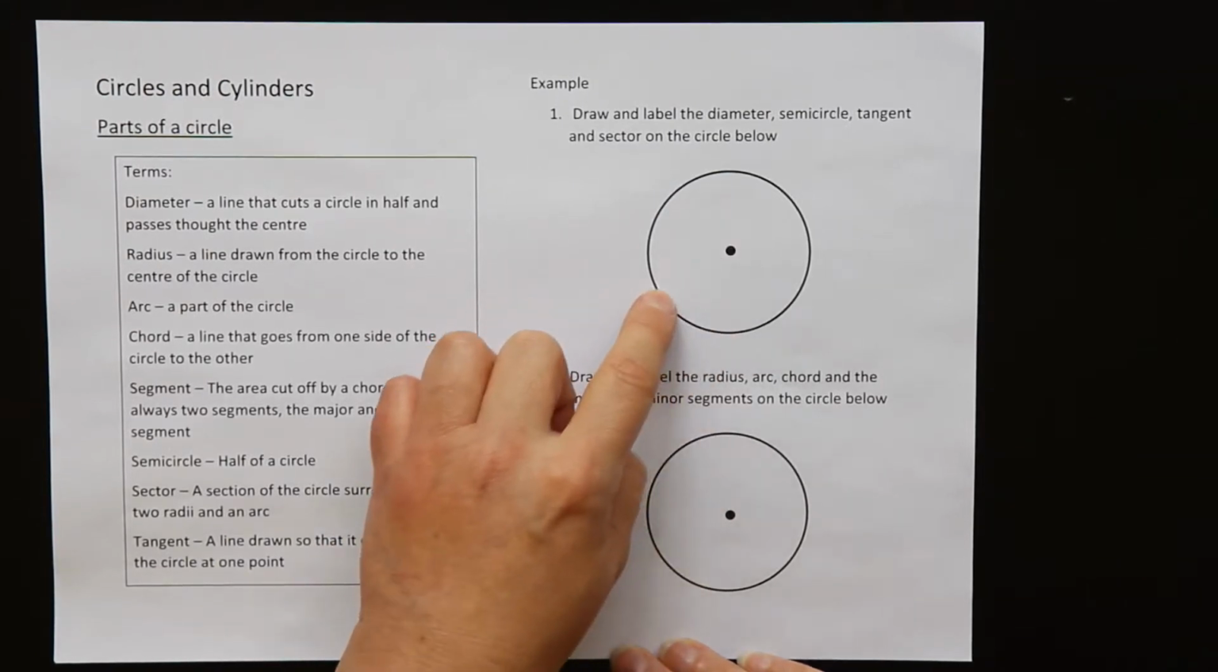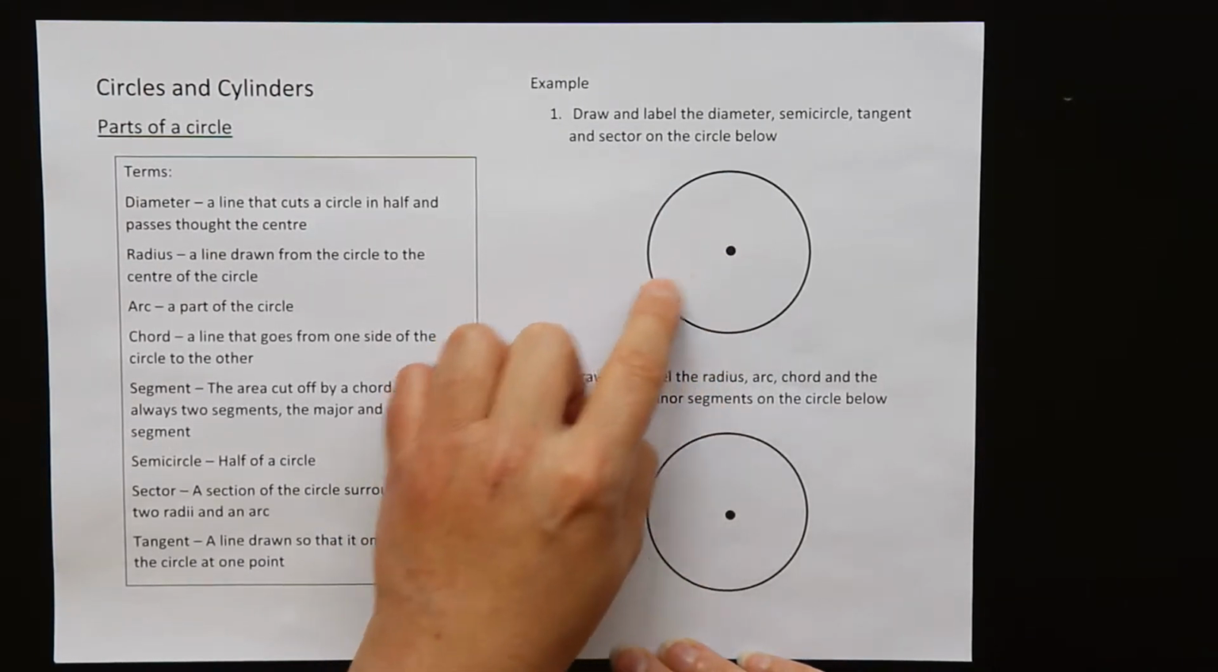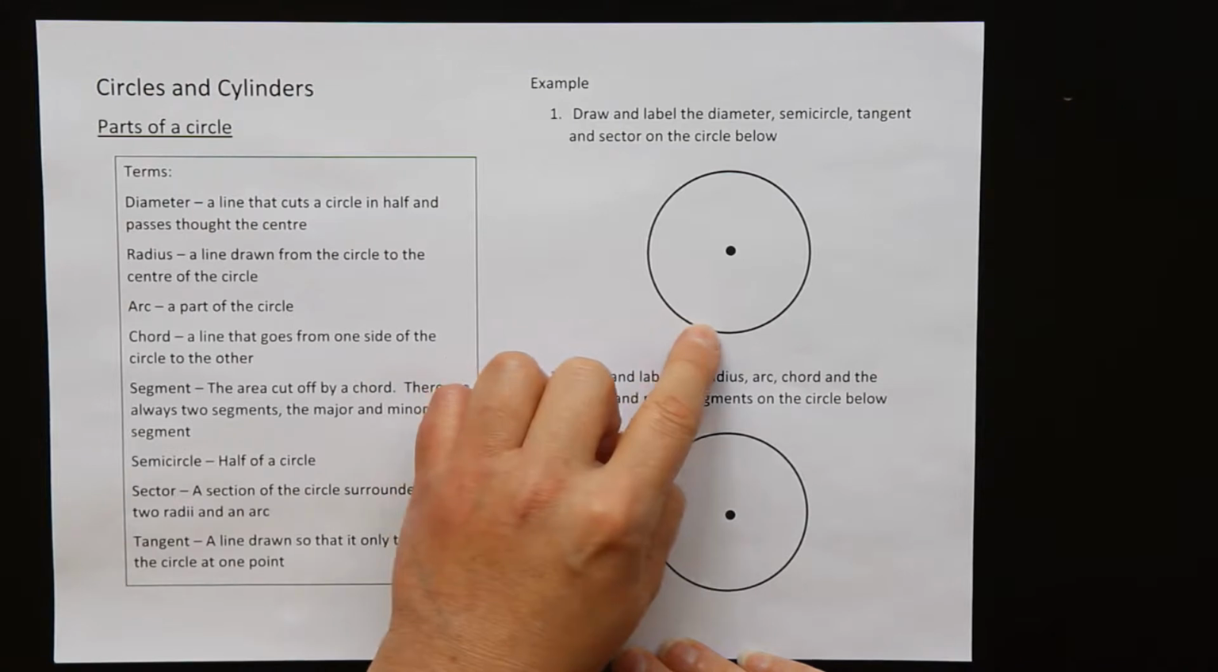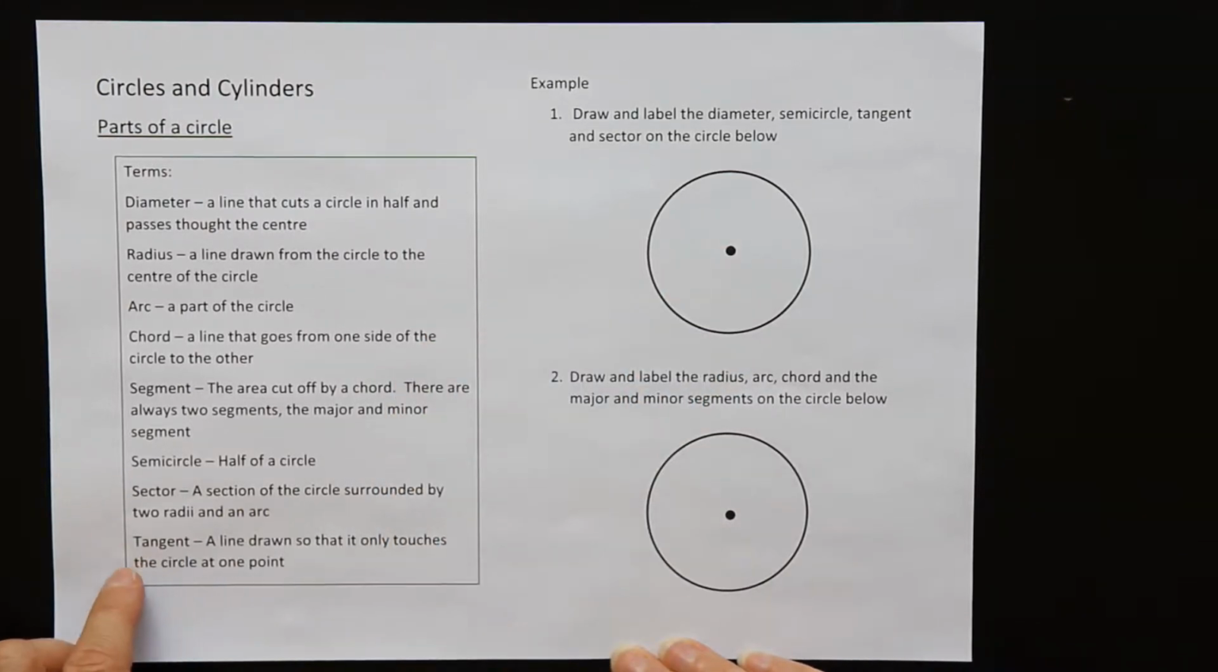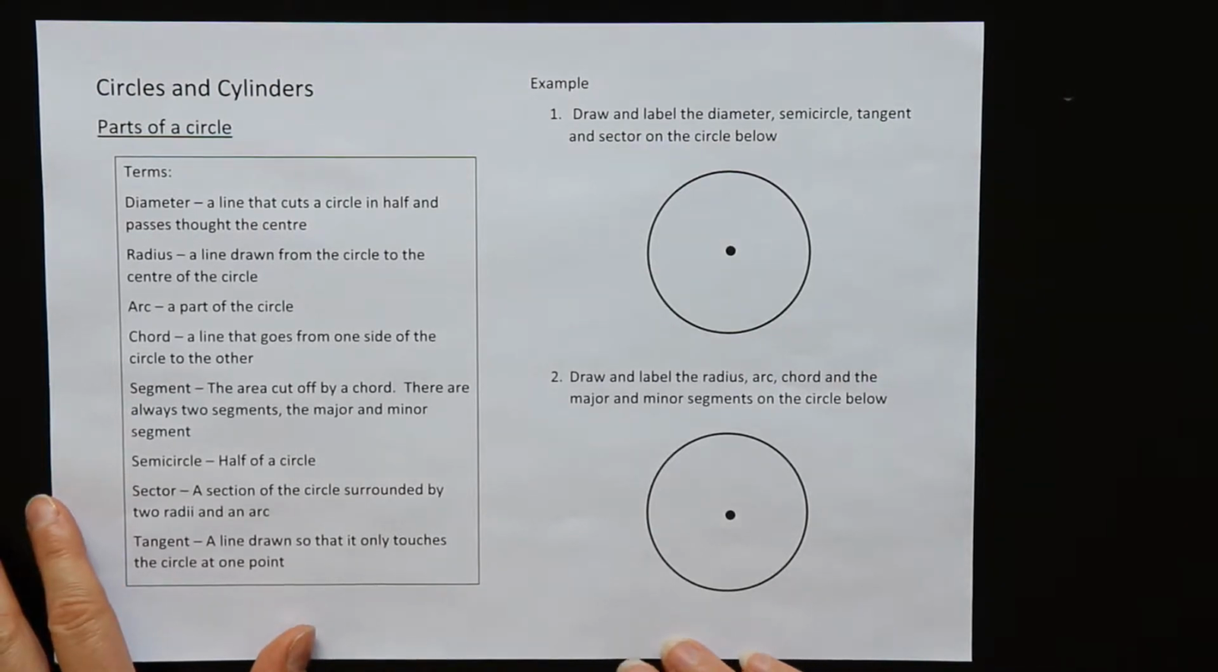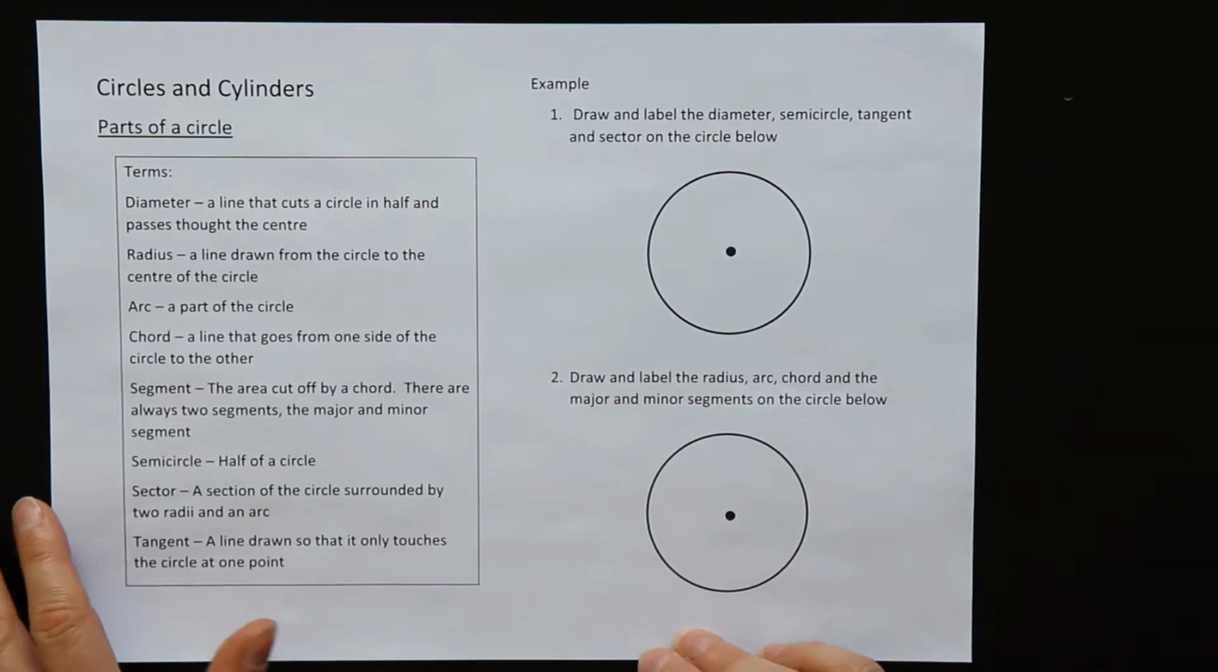So if I was to cut this like a pizza in here, I have the two radii and a bit of an arc across here, that would be a sector. And a tangent is a line drawn so that it only touches the circle at one point. Okay, that might seem a little bit confusing right now, but we're going to draw some pictures of these and that will help to visualize what we're talking about here. So here we go in the examples.